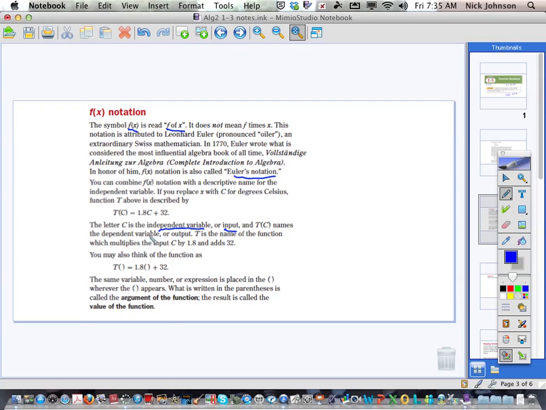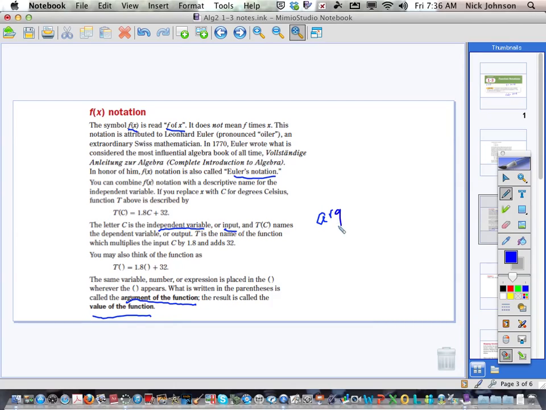T of c names the dependent variable or output. T is the name of the function which multiplies the input c by 1.8 and adds 32. Our dependent variable is dependent on whatever c is. The same variable, number, or expression is placed in the parentheses wherever the parentheses appear. What is written in the parentheses is called the argument of the function. So our independent variable is called the argument. The result is called the value. Okay? So this argument is our input, value is our output. You need to remember those two things.